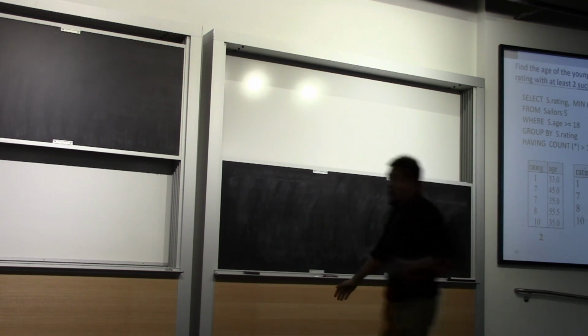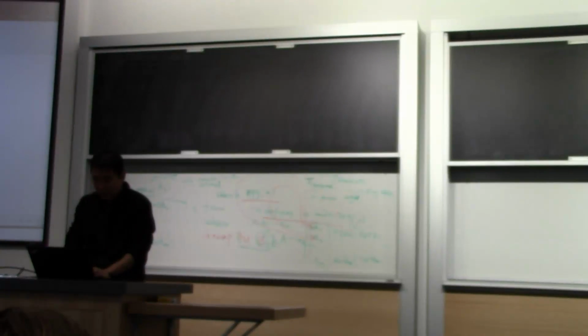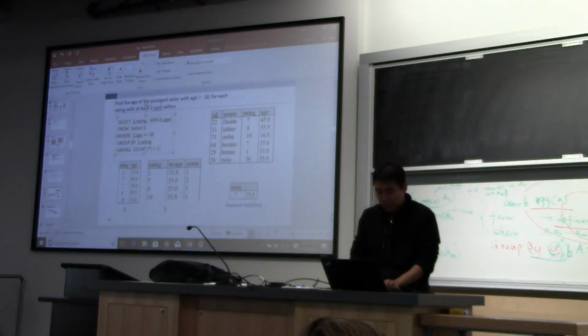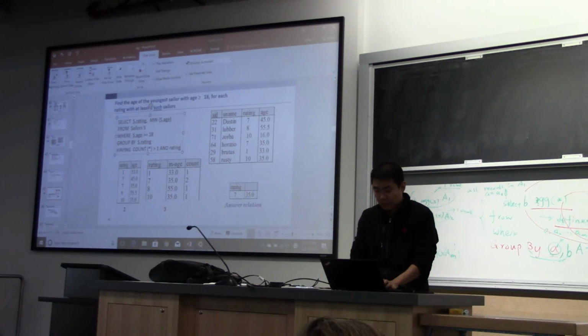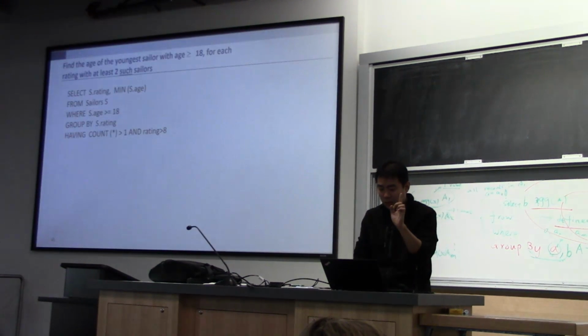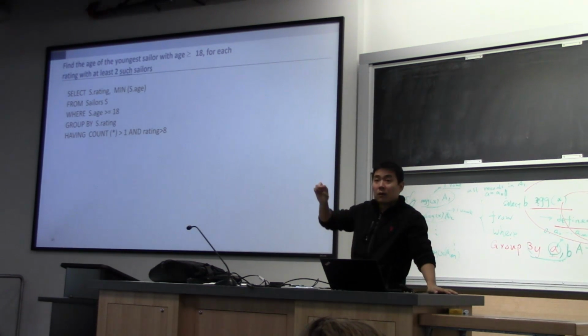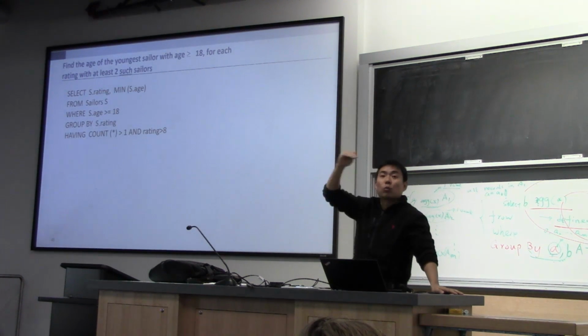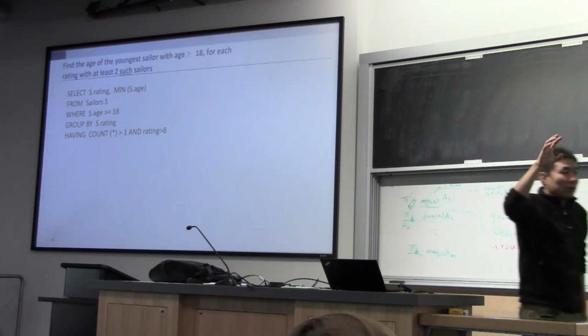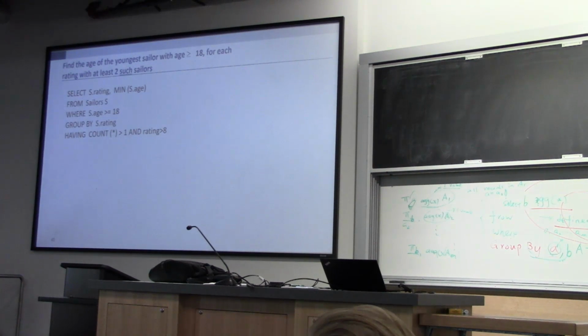For example, I can change this condition to this. I can do this. This makes sense because you can check this condition at group level, because each group is guaranteed to have the same values on the rating attribute. That's why I can do this.